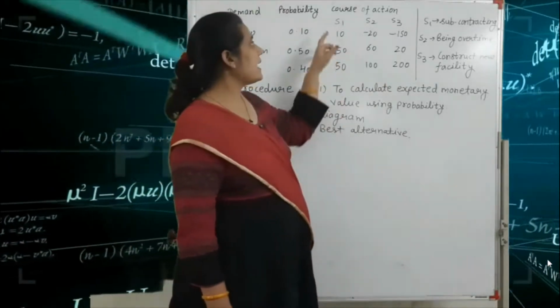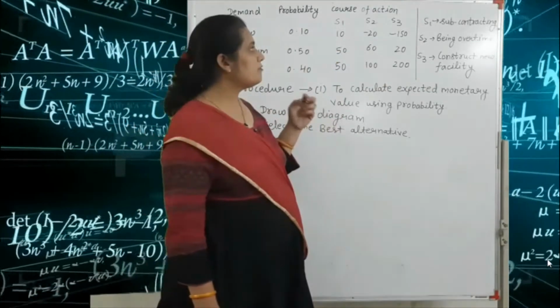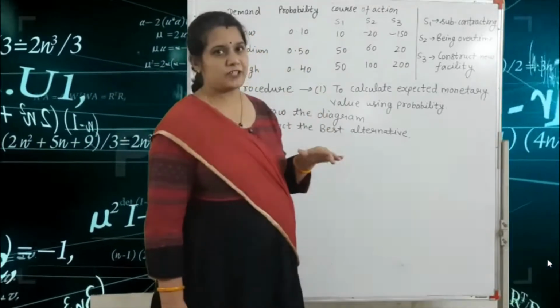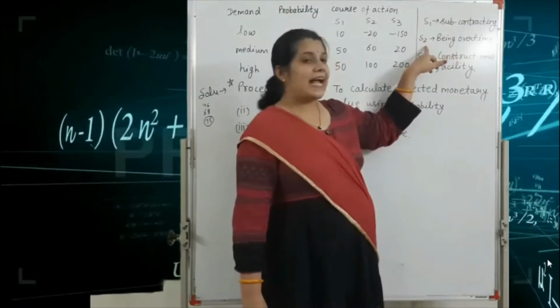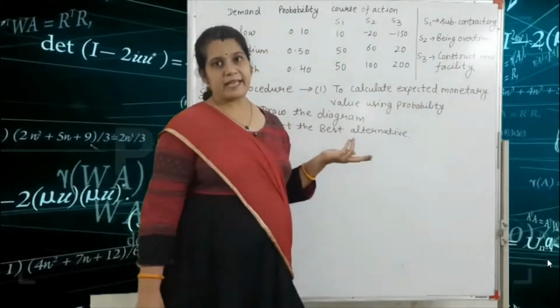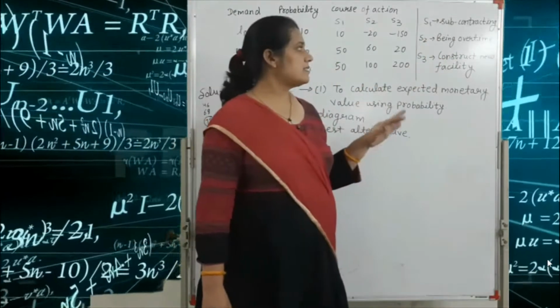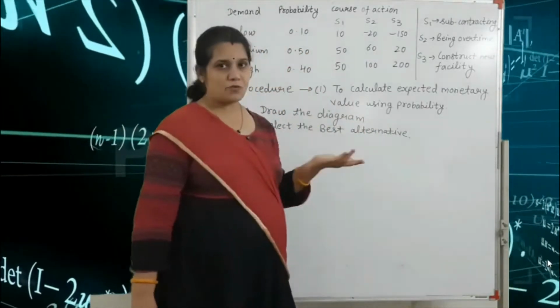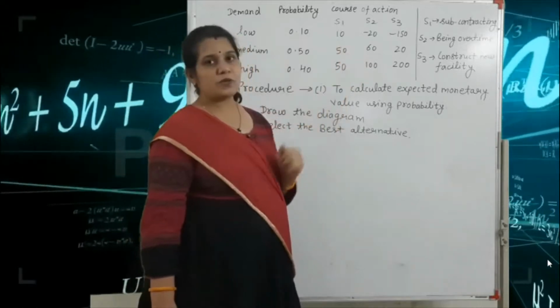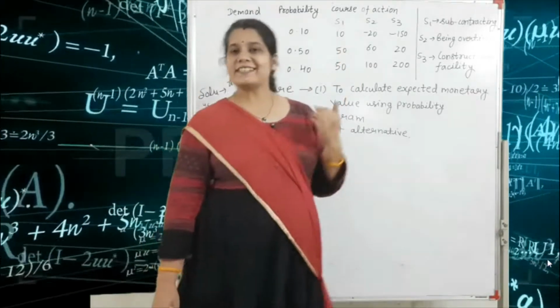Here the firm has three courses of action. S1 is subcontracting, S2 is doing overtime, and S3 is constructing new facilities. So let's start our solution.